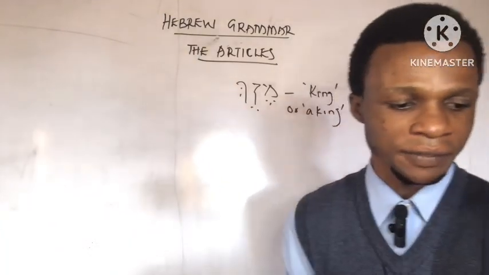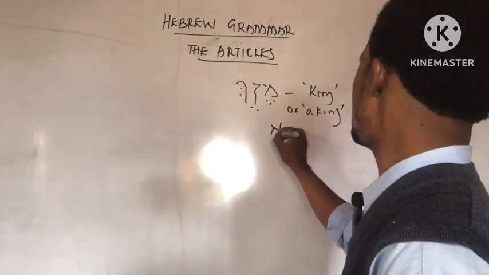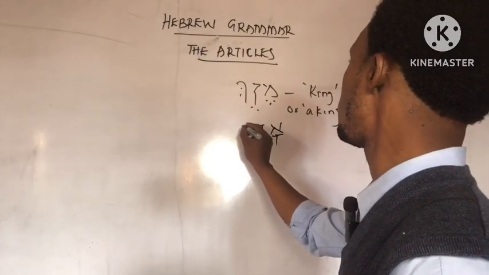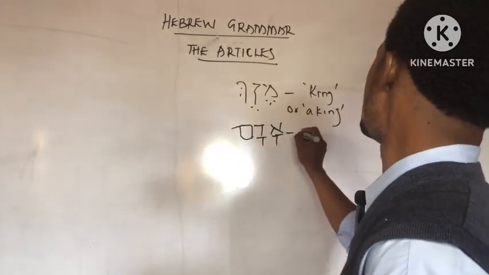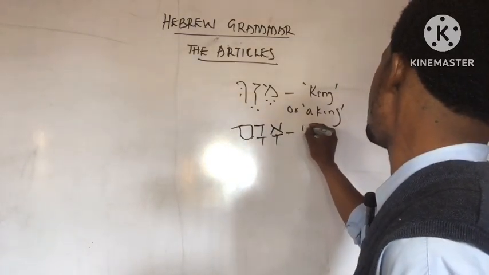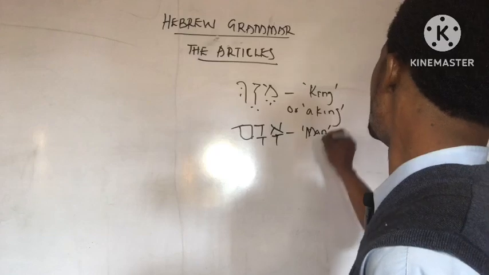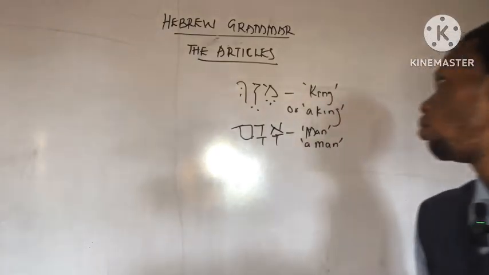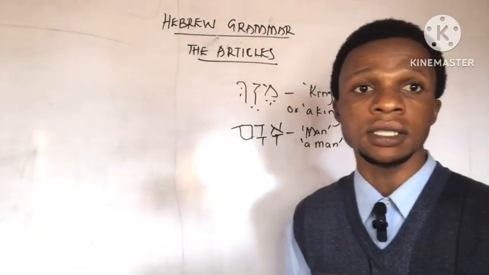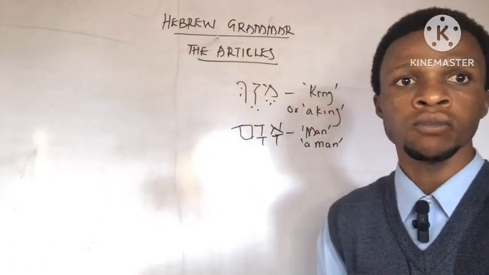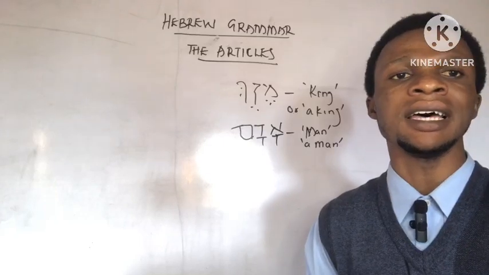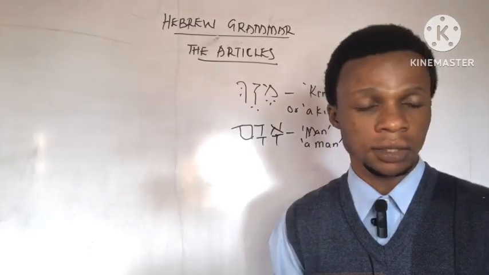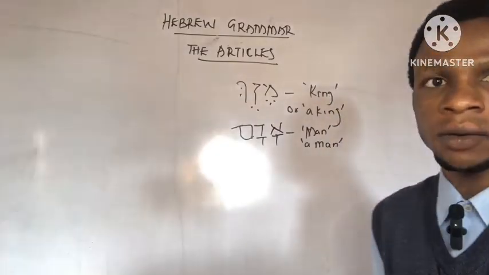Same thing with Adam. Adam means man. We can either say a man or man. That is the Hebrew way of saying it, since there is nothing to indicate it directly as an indefinite article.